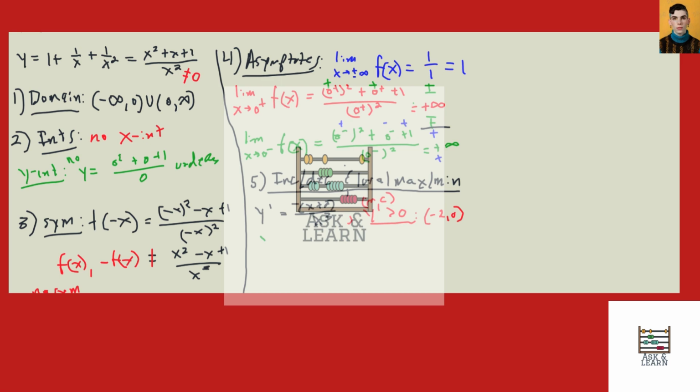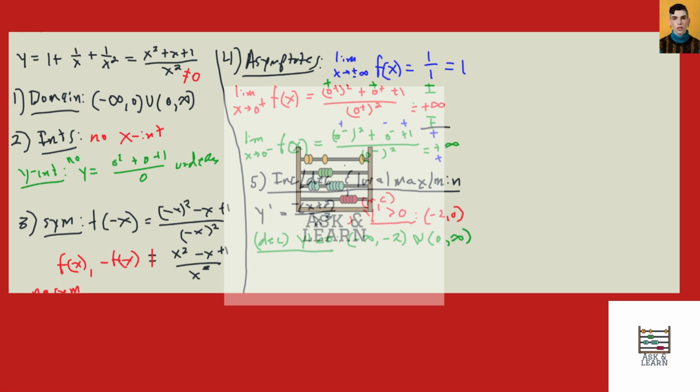Next, we want to find where the function is decreasing, or when y prime is strictly less than 0. And again, I went ahead and solved this. So it would be negative infinity to negative 2 union 0 to infinity.